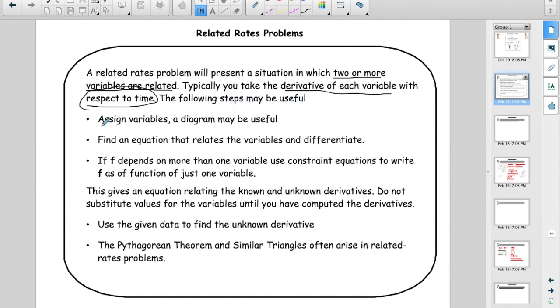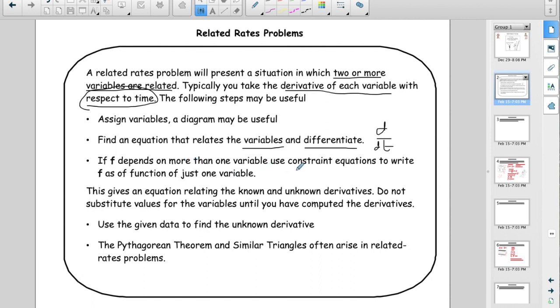How do you solve these problems? One, figure out what the objective function is. What are they talking about? Is it a volume? Is it an area? Then assign variables based on that particular formula. Again, once you set up that objective equation, you're going to then differentiate with respect to time. You're going to do d by dt of everything.